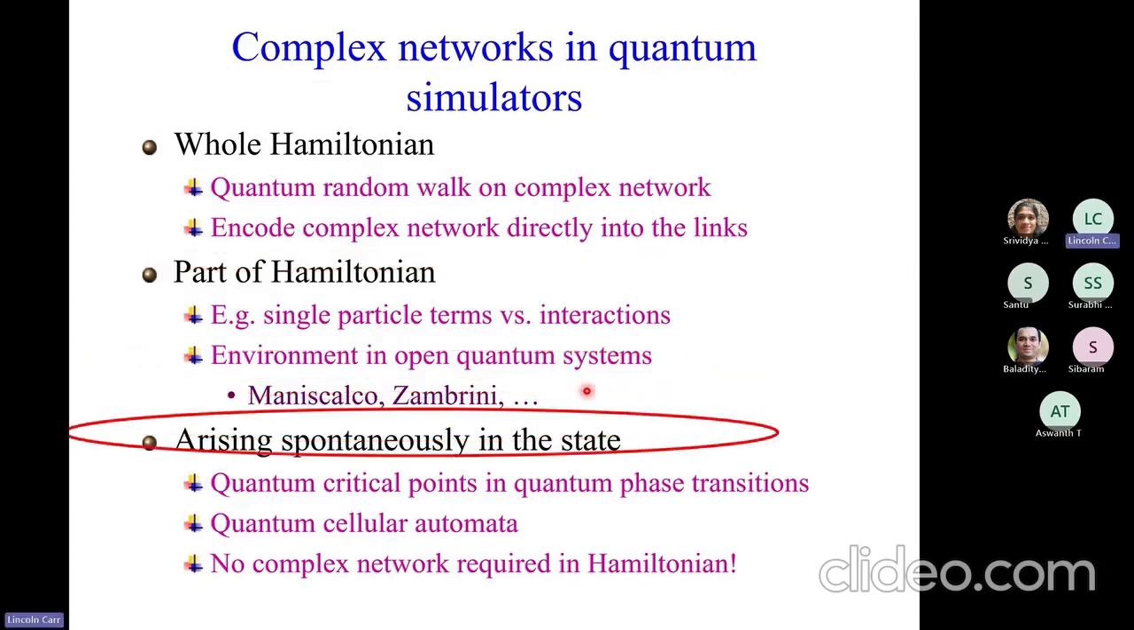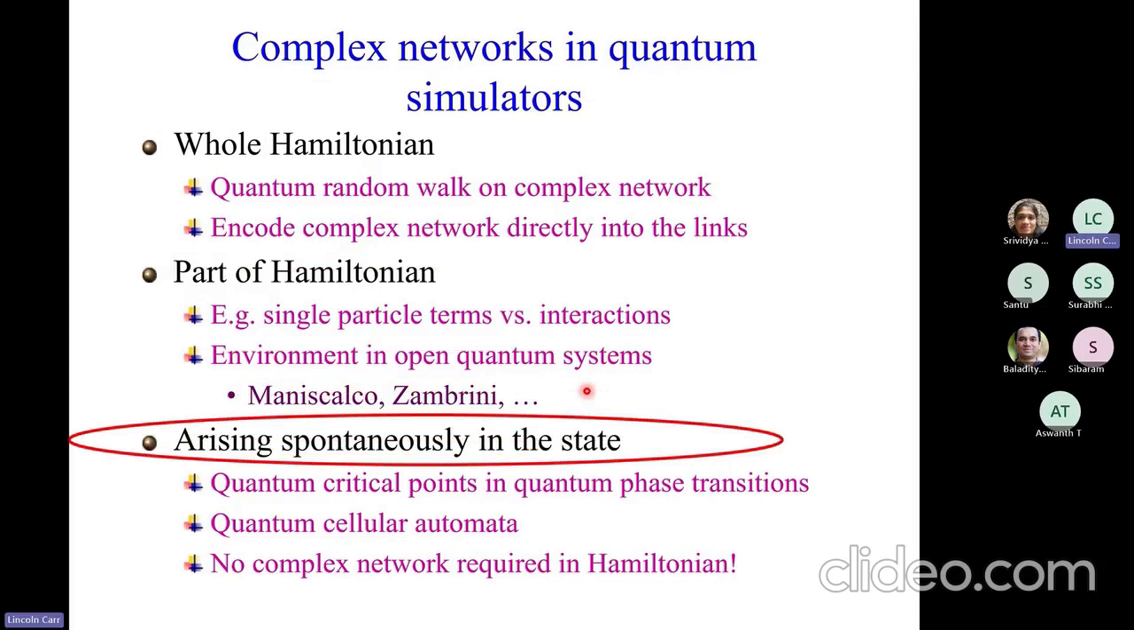Okay, so again, we're going to focus on complex networks that arise spontaneously in the state. It makes a big difference compared to writing them in the Hamiltonian. If I went into this room and told each of you who you had to be friends with, I could design a social network. She has to be friends with me, she would be friends with her husband, and I'm pretty sure Borna and I are becoming friends. All of those friendships would be dictated.